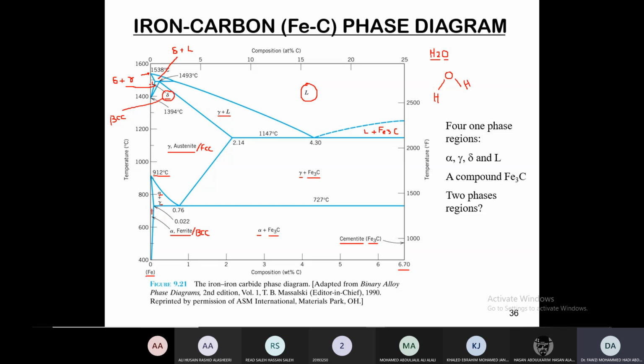Okay. So this is what we said. We know that iron is a polymorphic material. It changes its crystal structure as we change the temperature of the material.